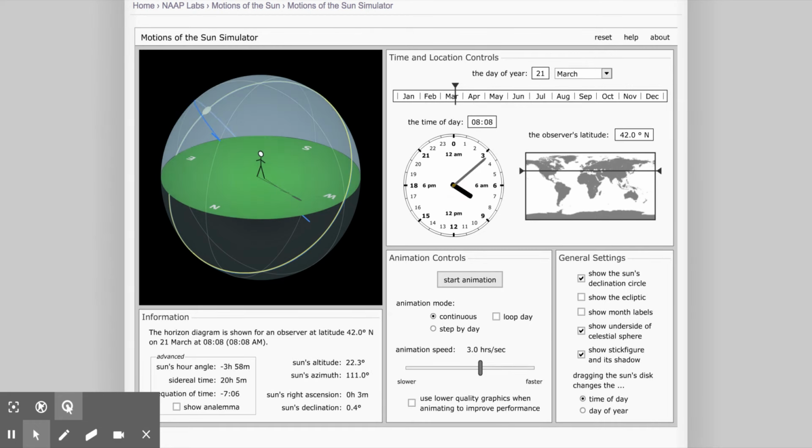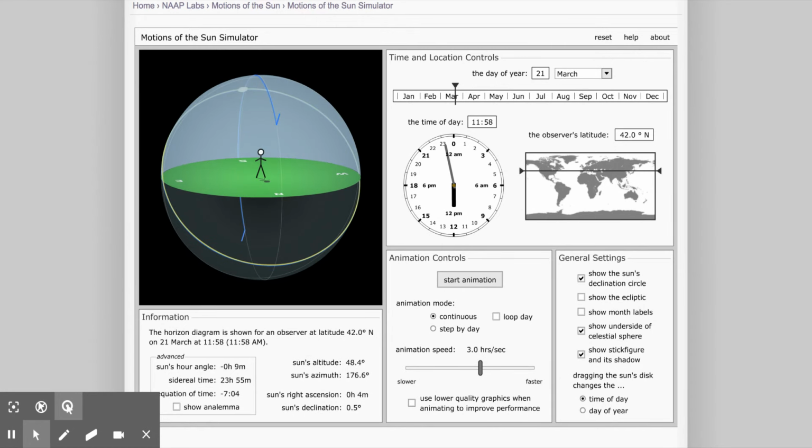So watch what happens as we move towards 12:30. It says it's 11:30 right now. Now it says it's noon. Watch and look at the sun. The sun is in our southern sky. That's because of our orientation in our orbit around the sun, and that is where we're going to have to look to see the sun at noon.